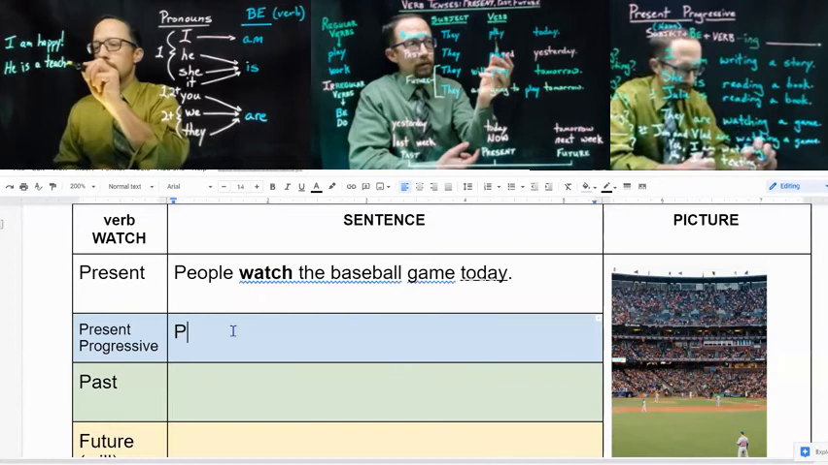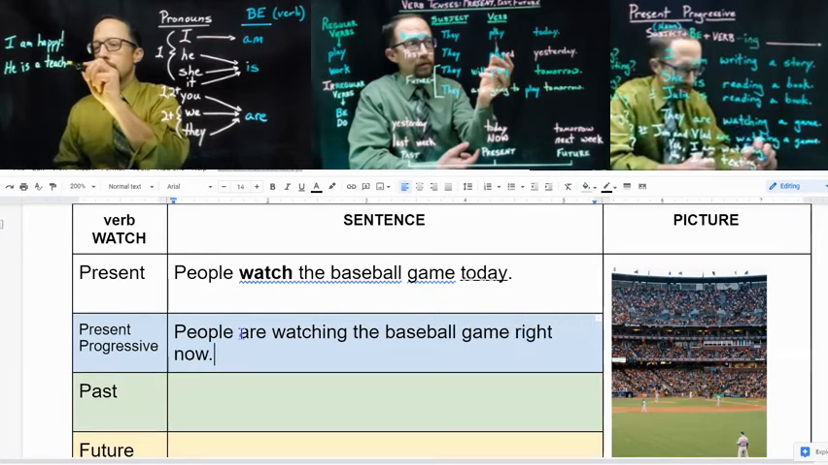We can start out with people. It's many, two or more. People are watching the baseball game, and we can say right now, right? So we have are watching. People are watching the baseball game right now.